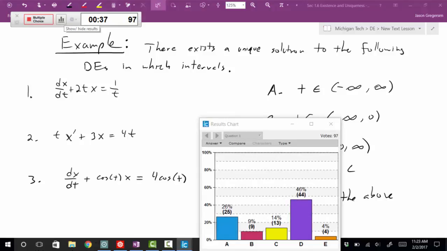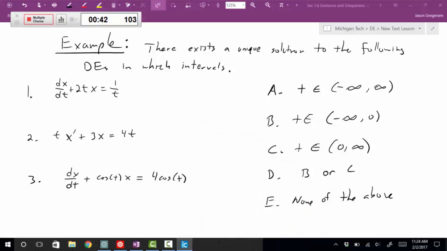All right, pretty mixed across the board here. A and D, the early leaders. Okay. Well, what am I doing? Here's my A of t right there. Here is my f of t. I'm looking at the function 2t. Where is that thing continuous?